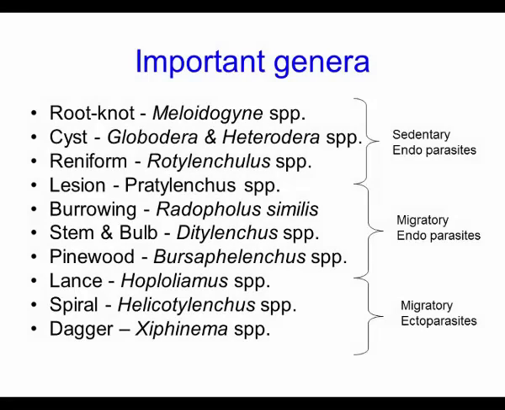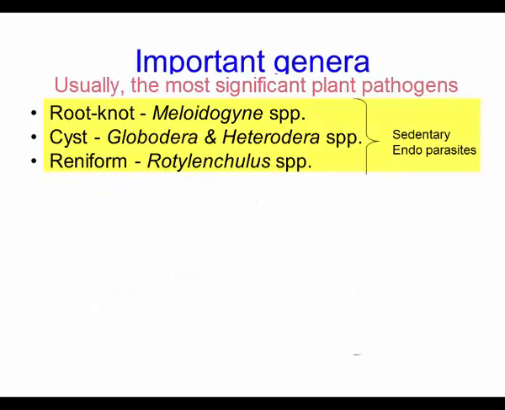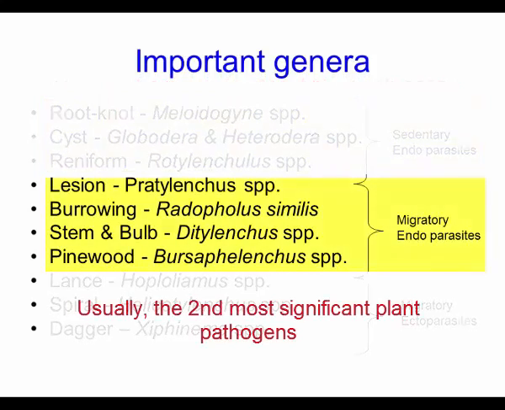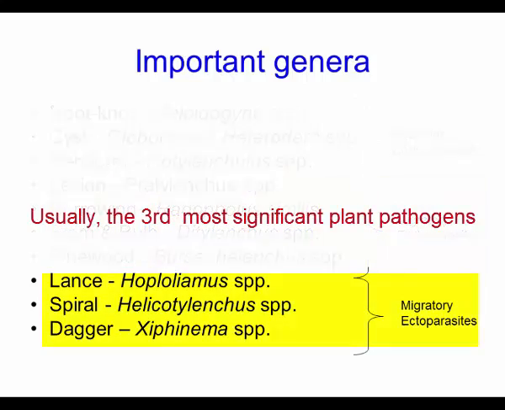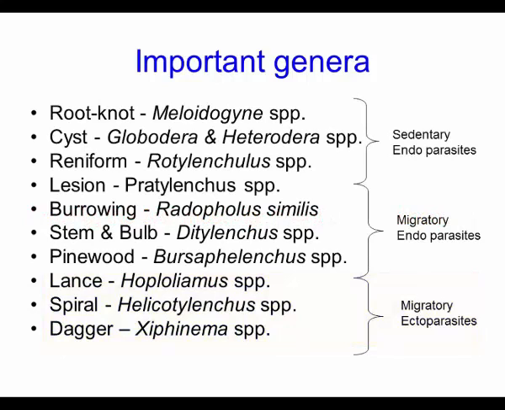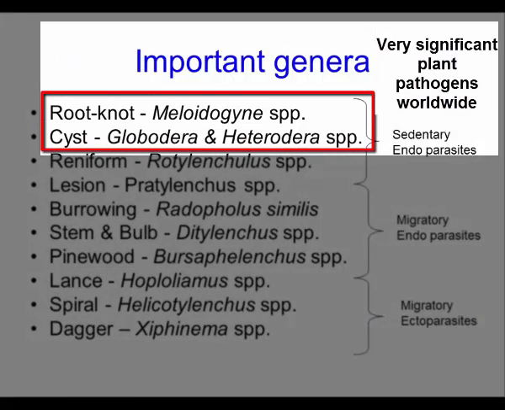This is a brief list of the most important genera in terms of plant pathology, disease losses. In general, sedentary endoparasites are usually the most significant plant pathogens. The endoparasites, migratory forms, are next in importance, and migratory ectoparasites are typically the least important. But within each group, including down here, you will find nematodes that are of significant importance in small localities. Root knot and cyst nematodes are of major importance worldwide.